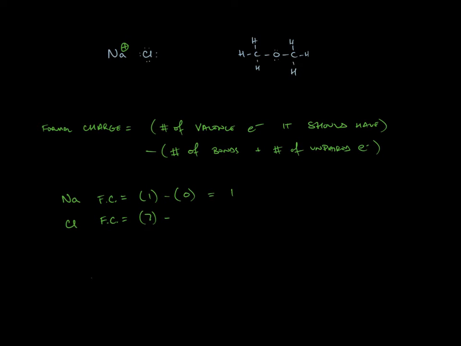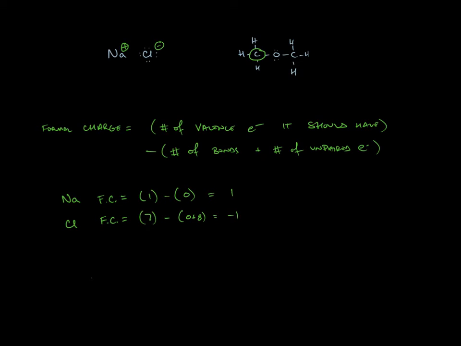By unpaired, I mean paired electrons are shared electrons or bonds. So 7 minus 0 plus 8, or 8. So 7 minus 8 is -1, and therefore that's how we would solve that chlorine has a -1 charge. All right, so what about this carbon right here?